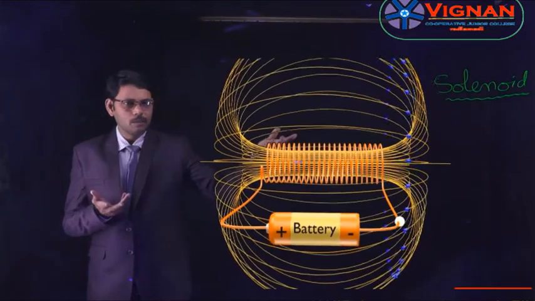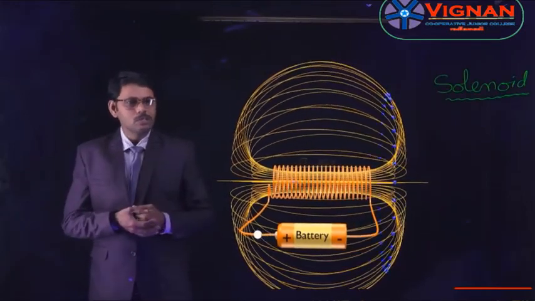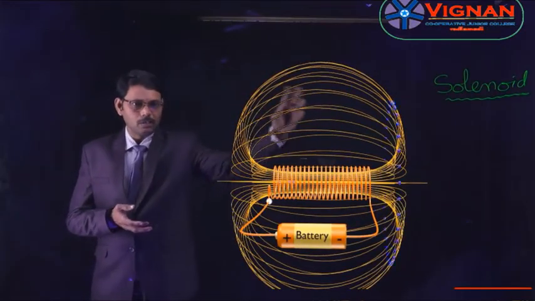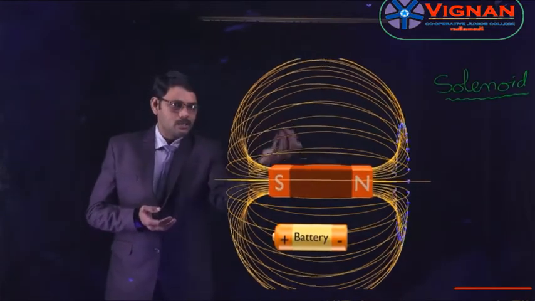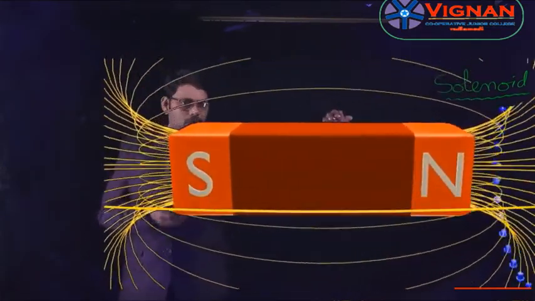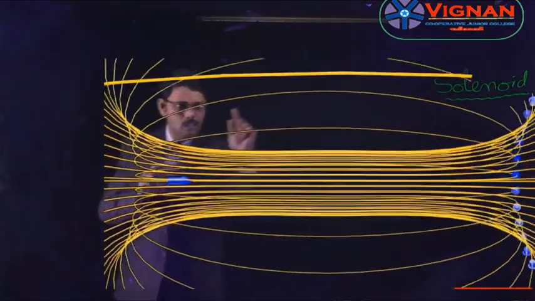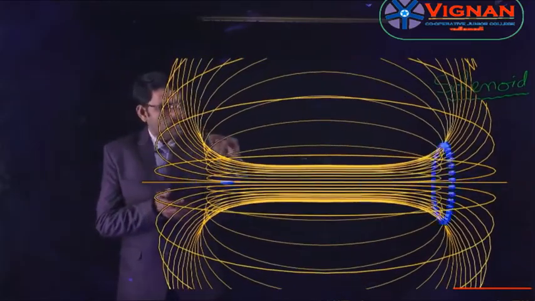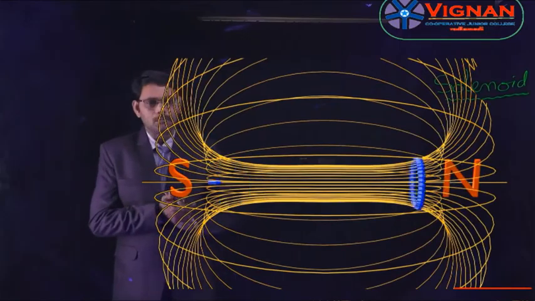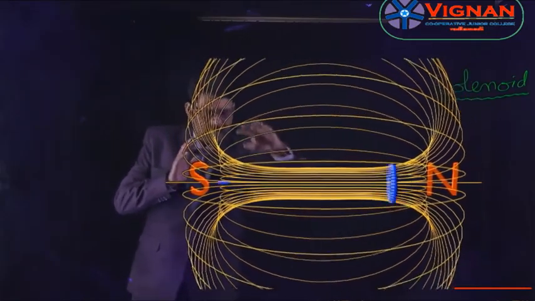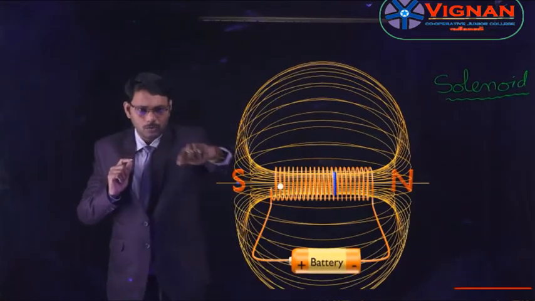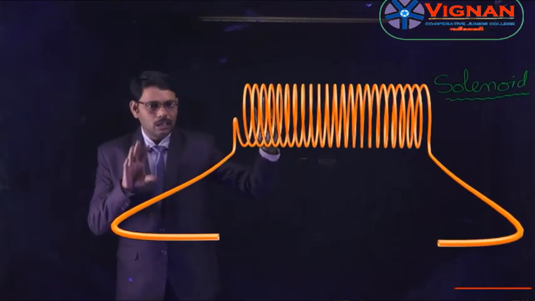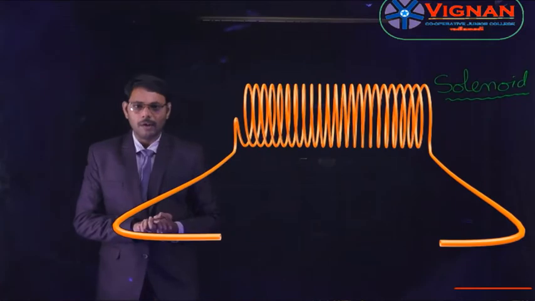Students, let us observe the animation in which the battery is connected to the solenoid and current is circulating through it. Current is traveling along the solenoid like this, so that this becomes the north pole and this becomes the south pole. The magnetic lines of force pass from south to north inside the solenoid, and outside the solenoid they go from north to south. This is the working of the solenoid.